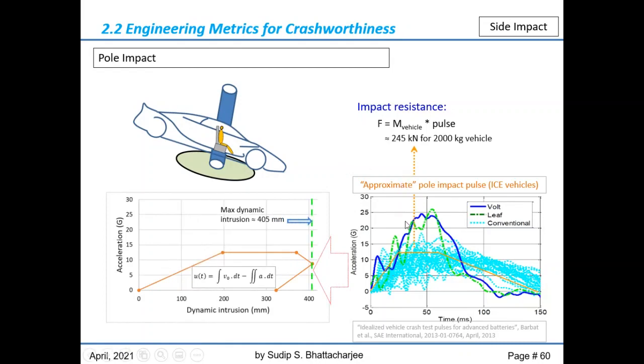We can even take it a little further. We can do double integration of this pulse, and we can even find out how much intrusion is happening to the vehicle during this pole impact. You are seeing about 16 inches, or 400-some millimeters, of intrusion happening in the vehicle structure during this event.